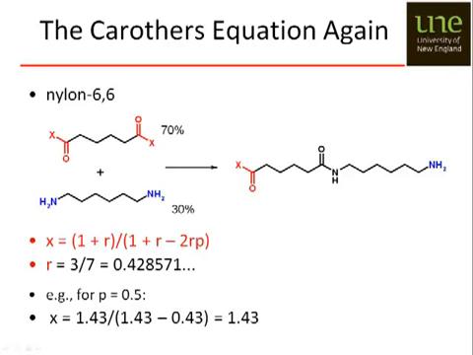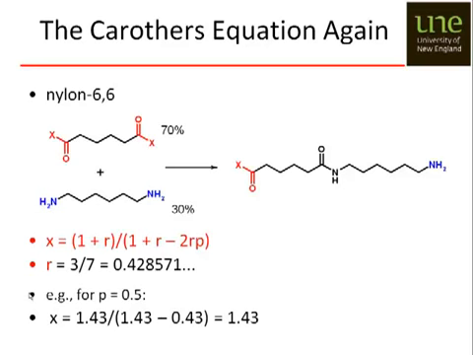So like in this possible nylon 6,6 recipe where we have 70% of our acyl chloride and 30% of our amine, we use this form of the Carothers equation, and so R is 3 on 7, and substituting it in, we find that at an extent of reaction of 0.5, where we would expect to see an average degree of polymerization of 2 in a case where we had equal numbers of our functional groups, if we have this distribution of our two functional groups, our degree of polymerization goes down to 1.43.